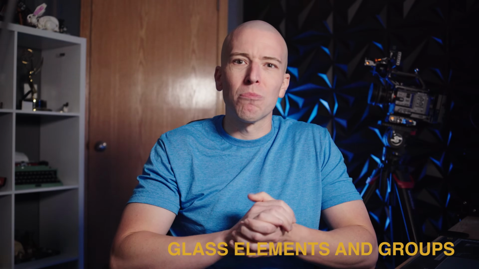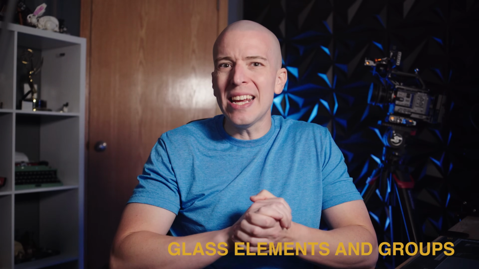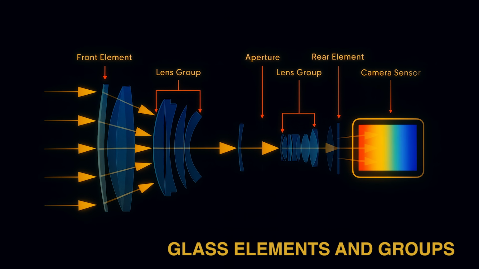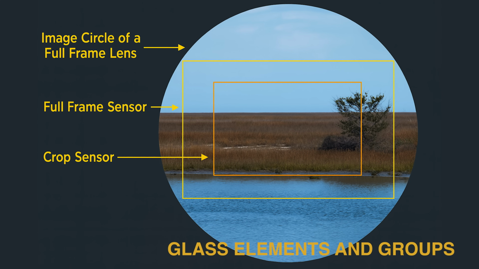You'll also see terms like low dispersion or ED glass. These special materials reduce the way the color splits apart, keeping edges clean and free from color fringing. These elements are arranged into groups that move in specific ways when you adjust focus. The whole optical system is designed to project a circular image, the image circle, onto the sensor.